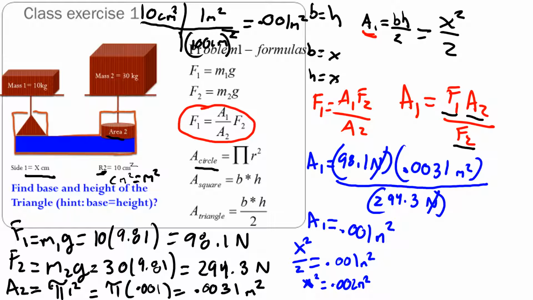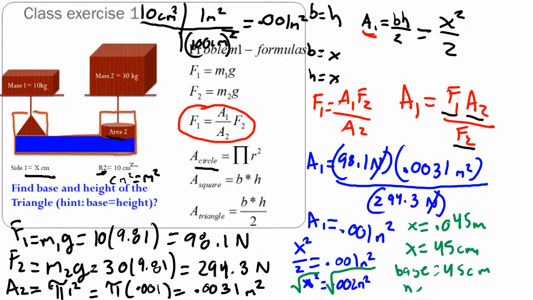Then we take the square root, we find that x is equal to 0.045 meters, which is the same as 45 centimeters. Okay, so we know that base equals 45 centimeters, that the height is also equal to 45 centimeters. And that is our answer.